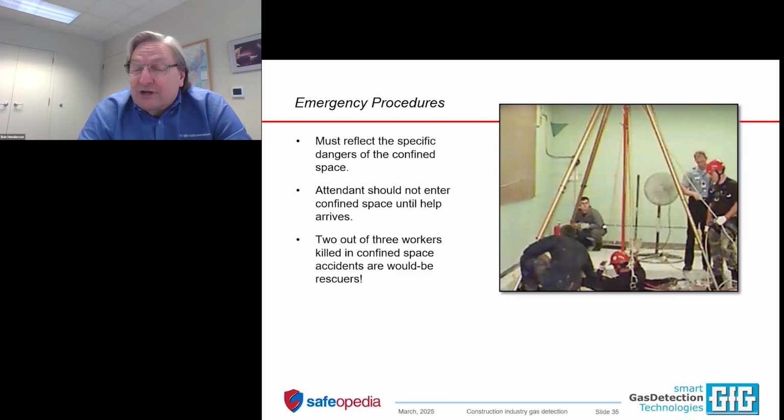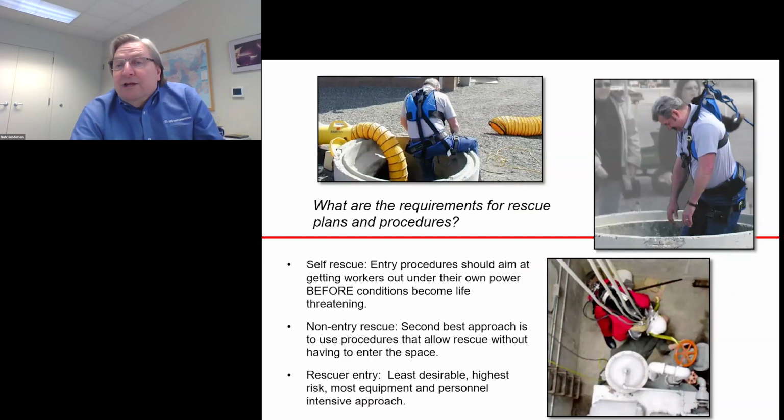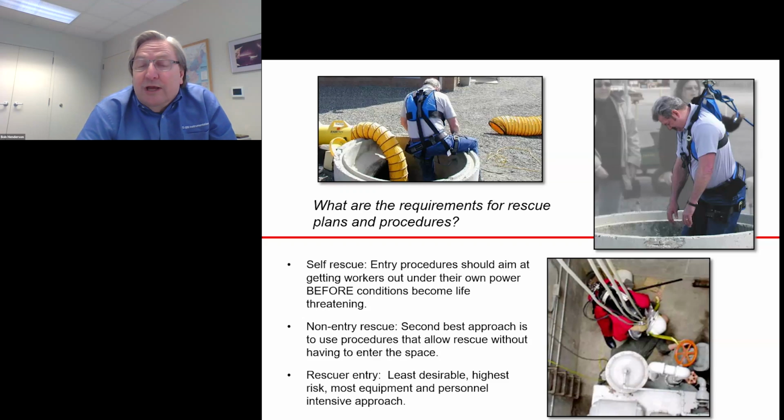But that is not the proper or best way to normally undertake the duties. A better way is to set things up so the attendant can perform the rescue without actually having to enter the confined space. So a retrieval system, the attendant can summon help and retrieve a downed worker or an affected worker without having to enter the space. That is a much better approach.